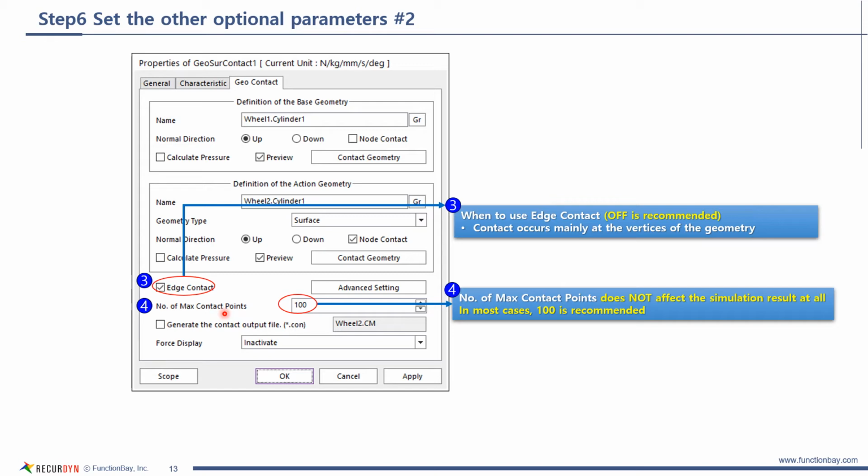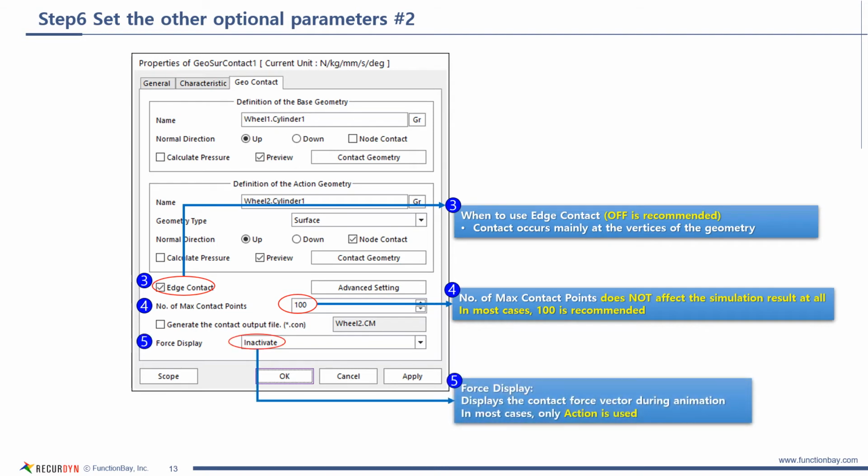Number 4, the number of max contact points doesn't affect the simulation at all. 100 is recommended for this parameter, but please remember it can increase the simulation result file size. Force display is the option for post-process. The contact force vector is displayed during an animation.